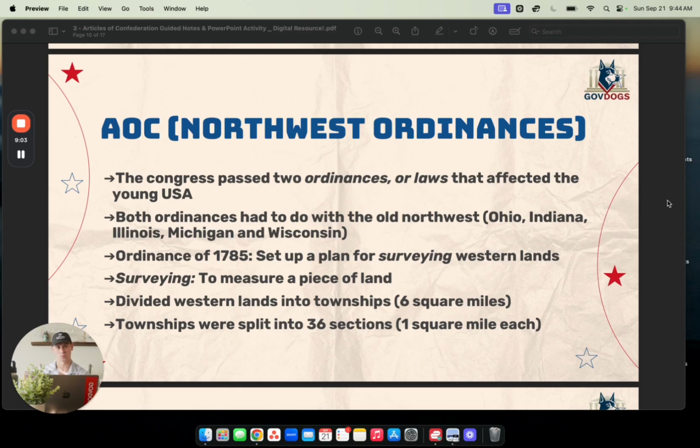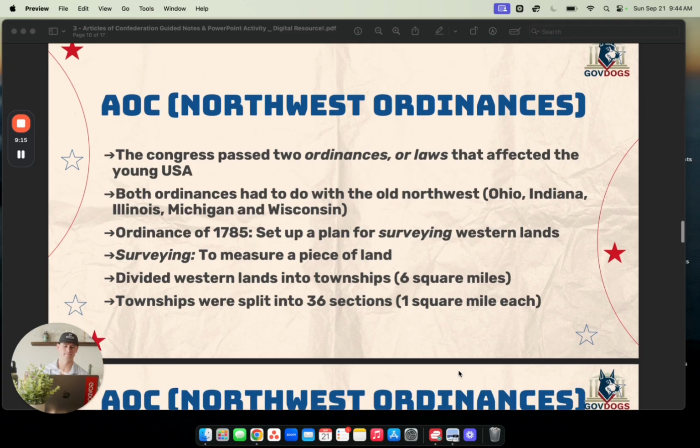Everything all the way out to the west looks a little bit jagged. But everything in the middle is pretty square. And that's because we had time to think about how we wanted to divide this up. So townships were split into 36 sections, and each section is 1 square mile.